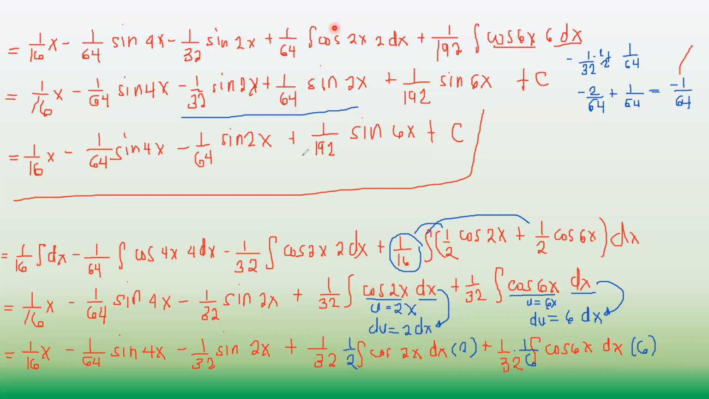Okay. So, yan si case number 2 where the power is both positive even integers for sine and cosine. Okay.